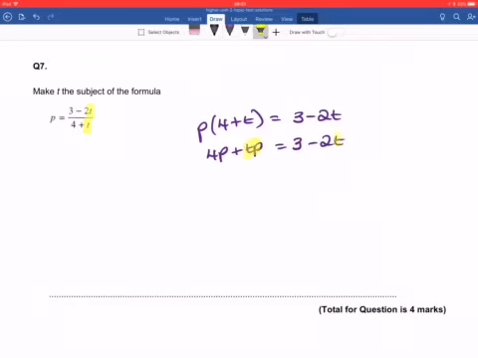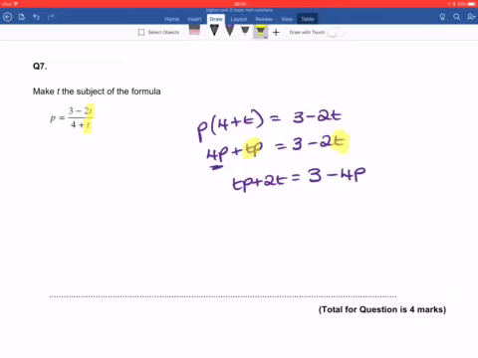I want everything that's got a t in on one side and everything else on the other. So I'm going to bring them to the left-hand side. So I'm going to say tp plus 2t equals 3, and then I'm going to subtract this 4p from that side, so I have to do it to this side. So I've got everything with t's on one side and everything else on the other.